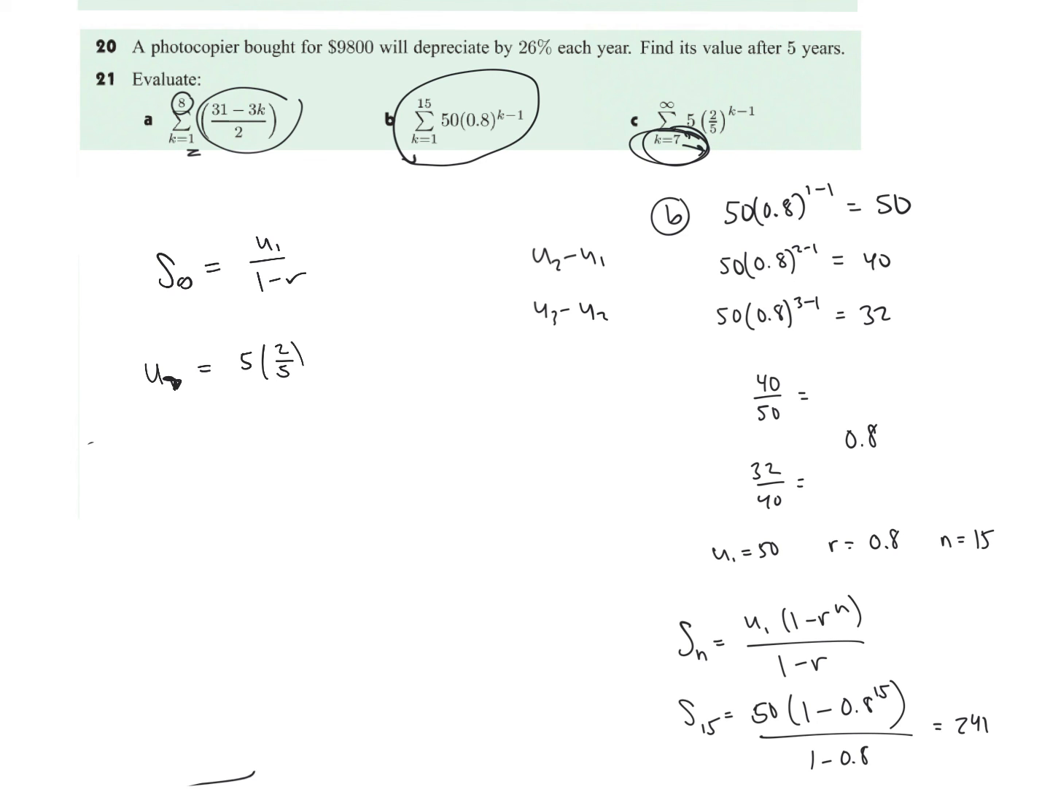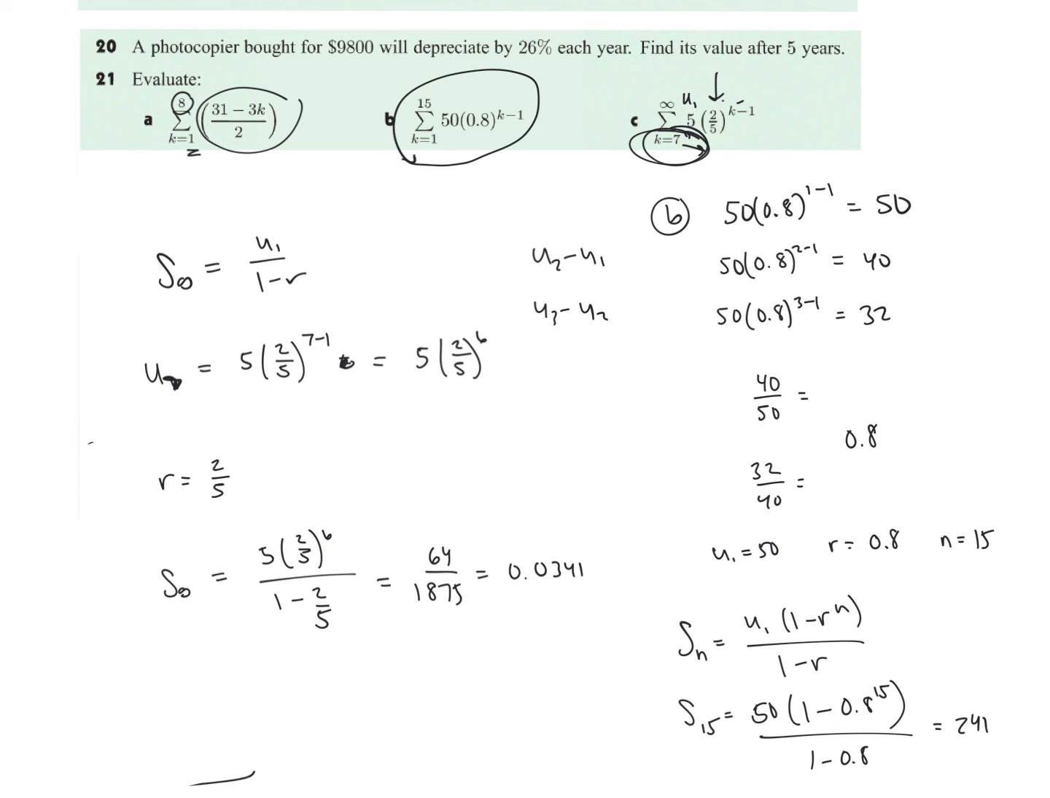So we're going to plug in 7, and we can just leave it like that for exact reasons, to the power of 6. And then our r value is going to be 2/5, okay, because it's like u1 times r to the power of n minus 1. So our r is 2/5. So s infinity equals 5 times 2/5 to the power of 6 over 1 minus 2/5. And if you do the math, you'll get 64 over 1,875, or 0.0341.